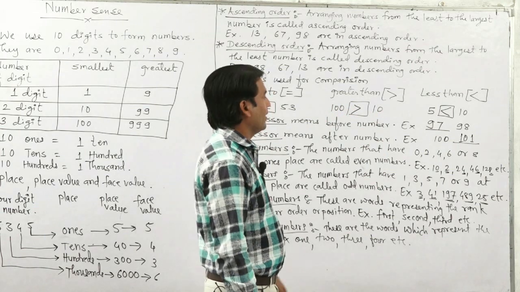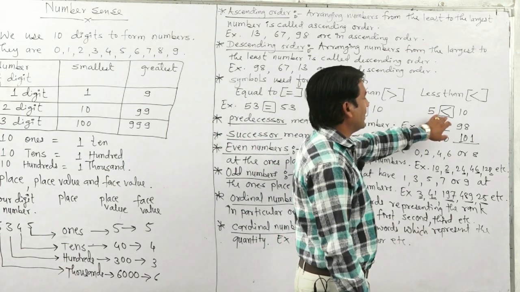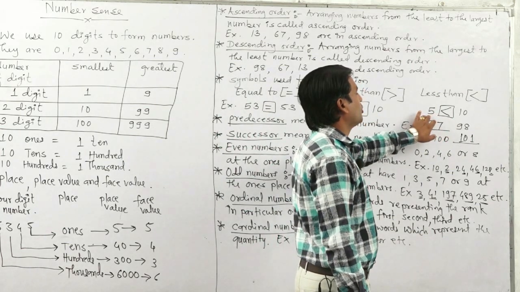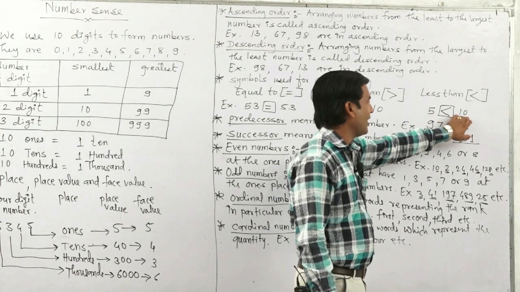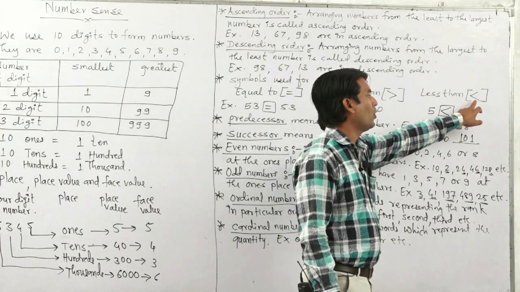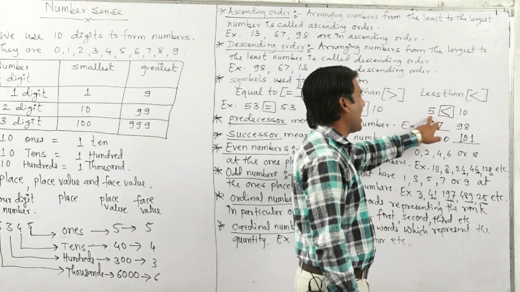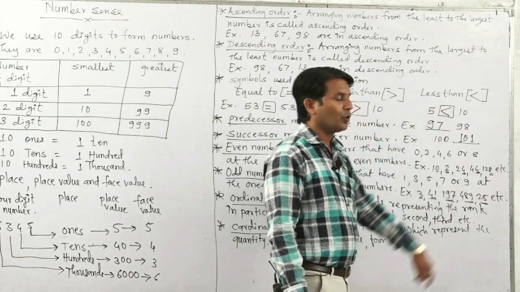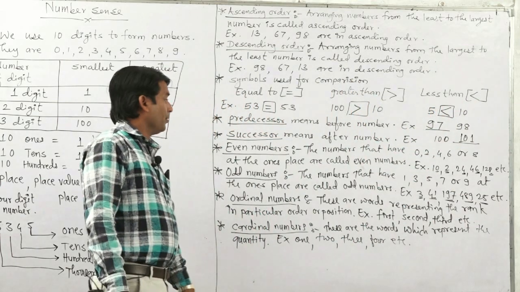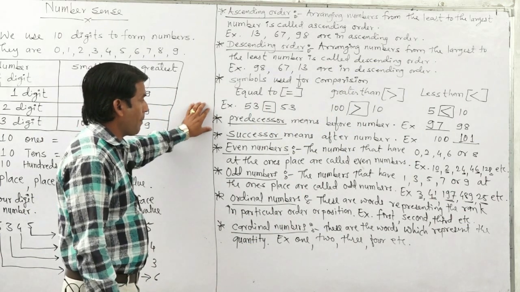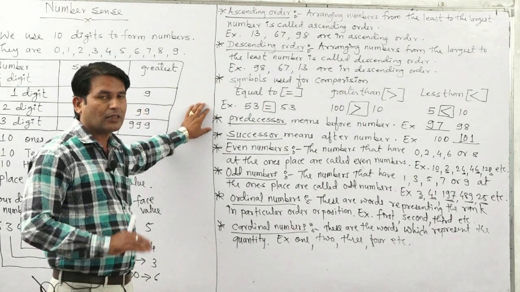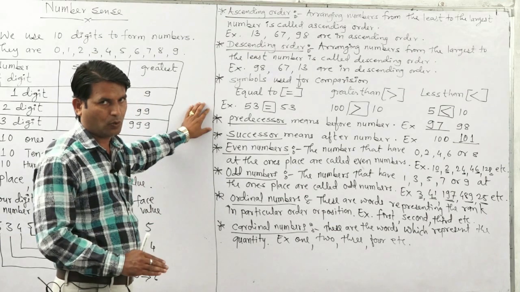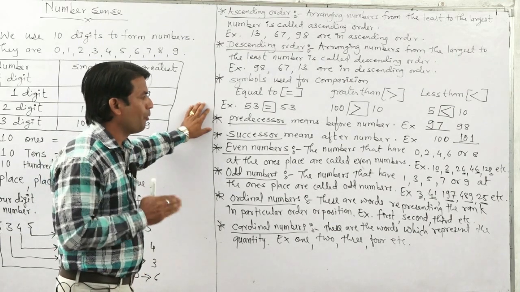Look at this example. 5 is smaller than 10. That's why we put here the symbol which is less than. 5 is less than 10. After that, we learnt what is meant by predecessor. Predecessor means nothing but the before number.